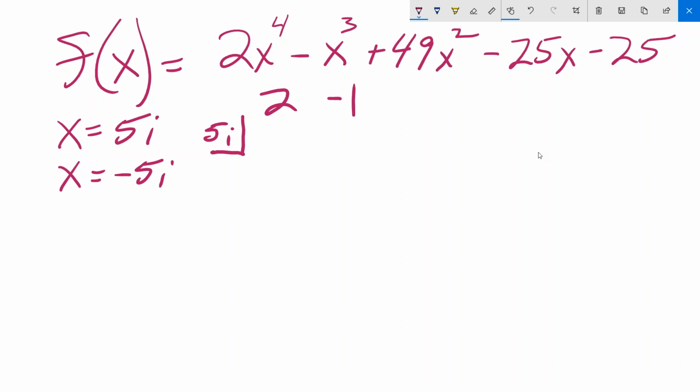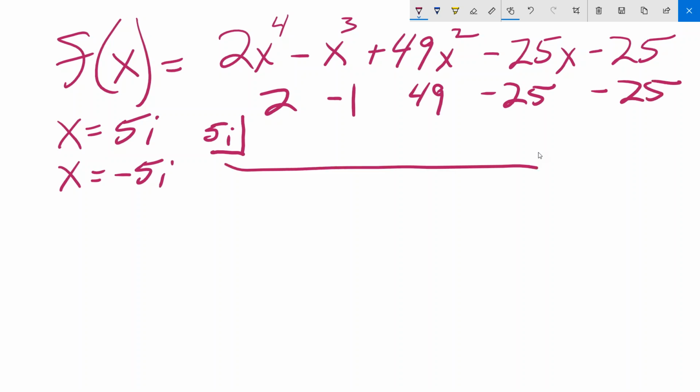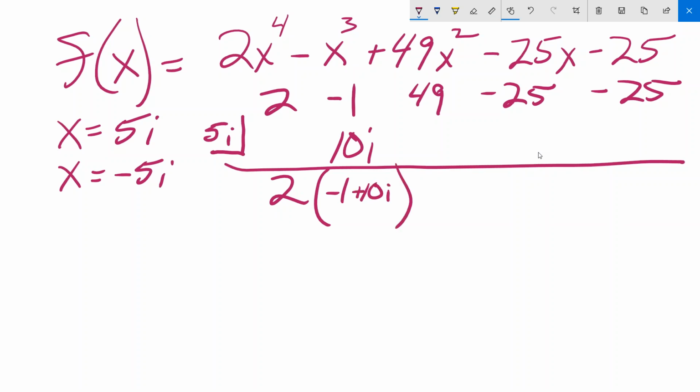Okay. 2, minus 1, 49, that's 5, that's 5. I'll do it here. Bring down 2, so you get 10i now, right? Now, it's harder, but it works the same. In other words, that's minus 1 plus 10i. I see. Now, I'm guessing the i's are going to cancel out later at some point, right?